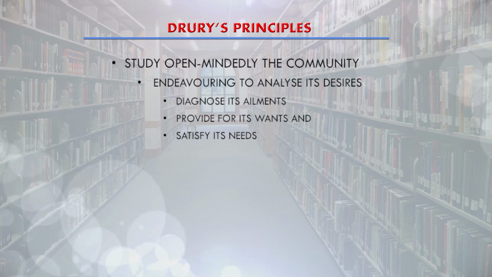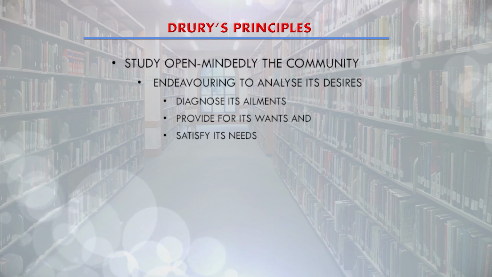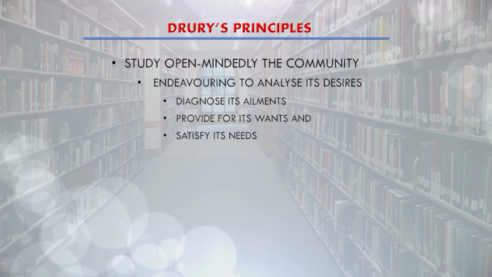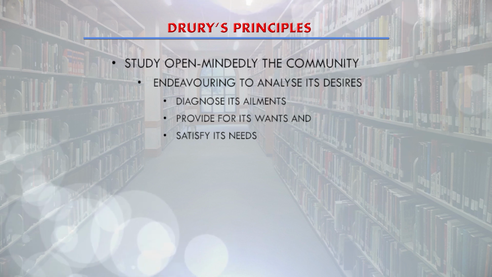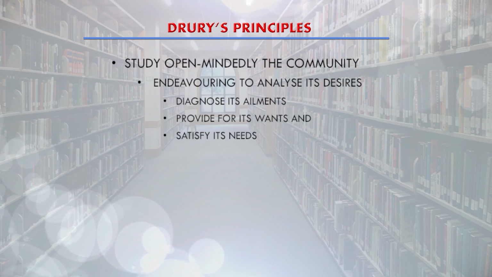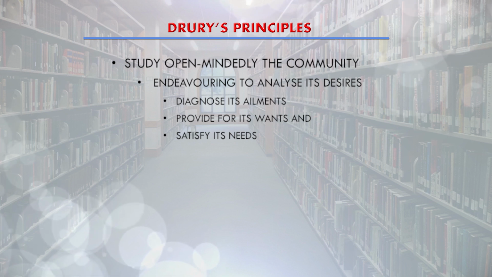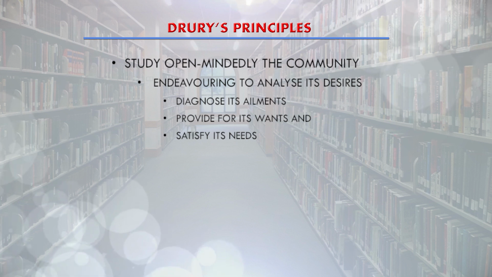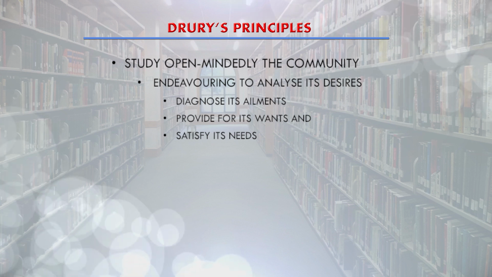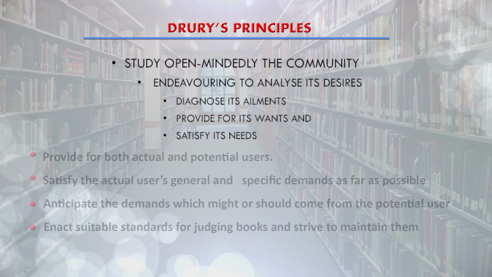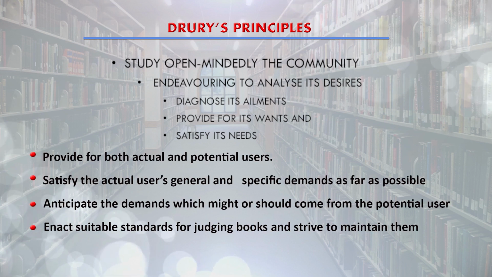And also what they want, what they need. Want and need are different, you know. Want is expressed, need may be unexpressed. So, want is always available, but need may also be known by the librarian. And also he cautions you not only for the actual users, but also the potential users. You know, there is a difference between an actual user and a potential user.